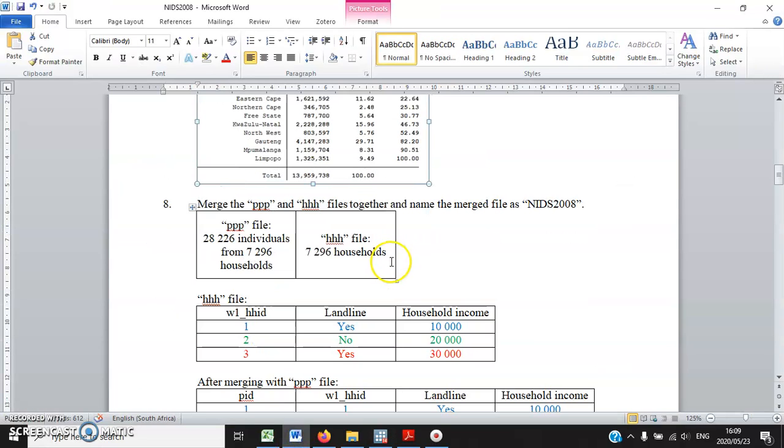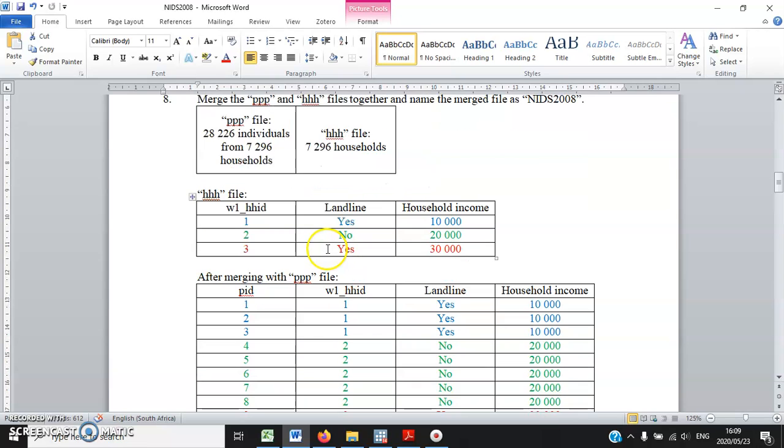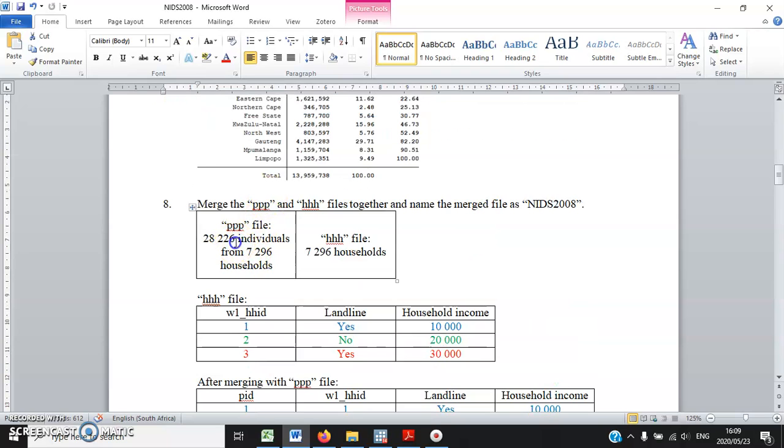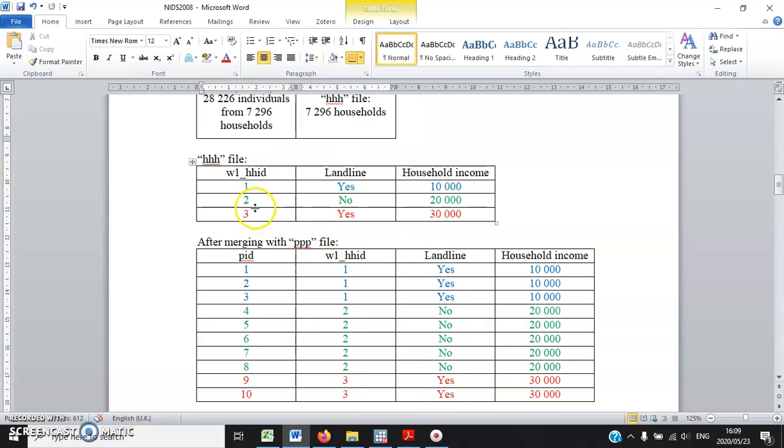Next one, merge the PPP and HHH files together. Just to refresh your memory, this is a hypothetical example. By the way, this is the actual sample size. The HHH file is a household level file with 7296 households. The PPP file is an individual person level file with 28226 individuals coming from these 7296 households. I just want to simplify the explanation.